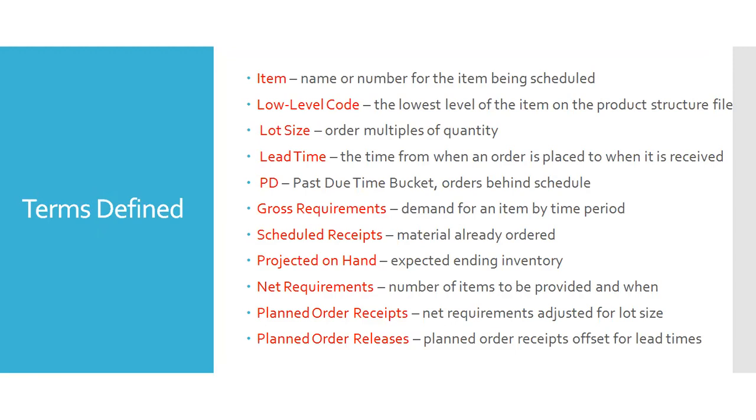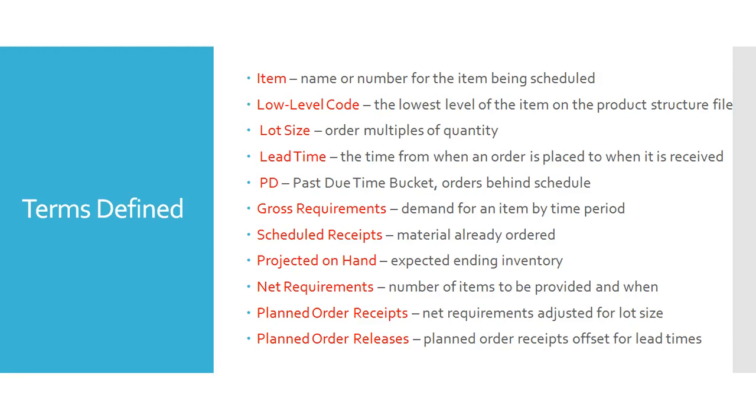Low level code, the lowest level of the items on the product structure file. Lot size, that is order multiples of quantity. Lead time, that is the time between when an order is placed and when it is received. PT, that is past due time bucket or order behind schedule. Gross requirement, that is demand for an item by time period. Scheduled receipts, that is material already ordered.